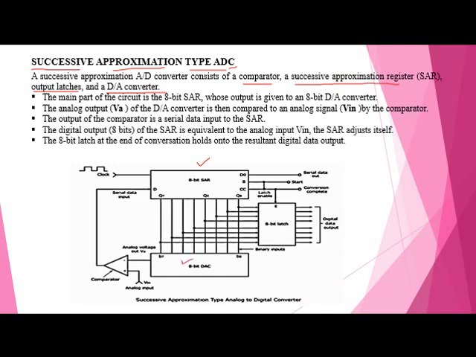The analog output of the digital to analog converter is then compared to the analog input by the comparator. The output of the comparator is serially connected as data input to the SAR, the successive approximation register. The 8-bit digital output of the SAR is then equivalent to the analog input.